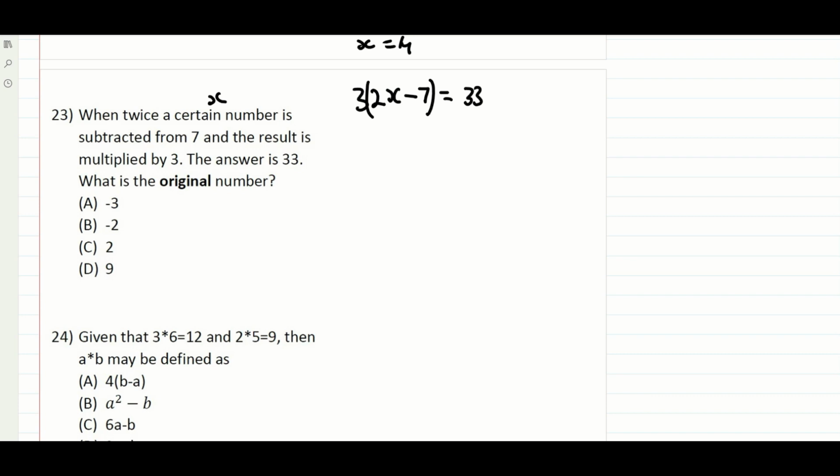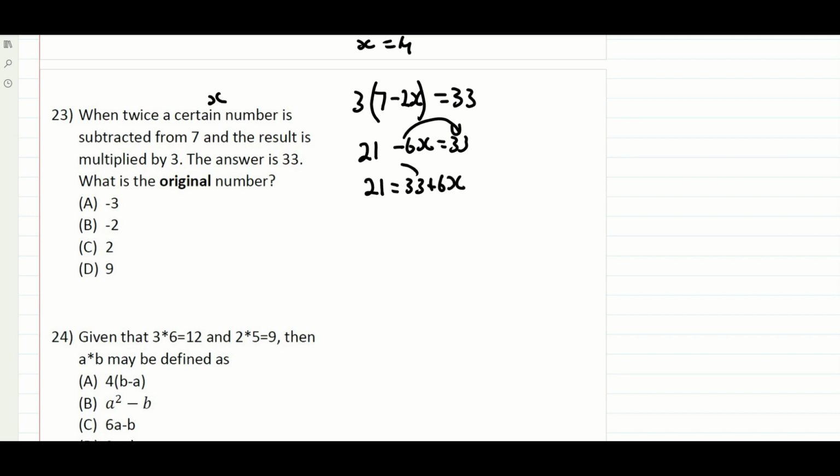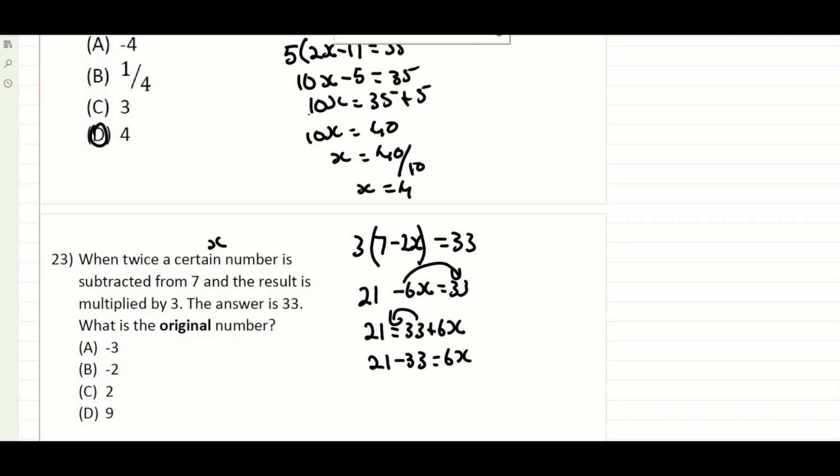sorry. You need to read this carefully. It's not 2x minus 7, it's subtracted from 7. So it would be 7 minus 2x. This result here is multiplied by 3, so you're multiplying this by 3, and the answer is 33. So that is 7 3s are 21 minus 6x is equal to 33. I always want to make my x positive, so I'm going to carry this across here. So it'll be 21 is equal to 33 plus 6x. Carry across the 33. That's 21 minus 33 is equal to 6x. So 21 minus 66.